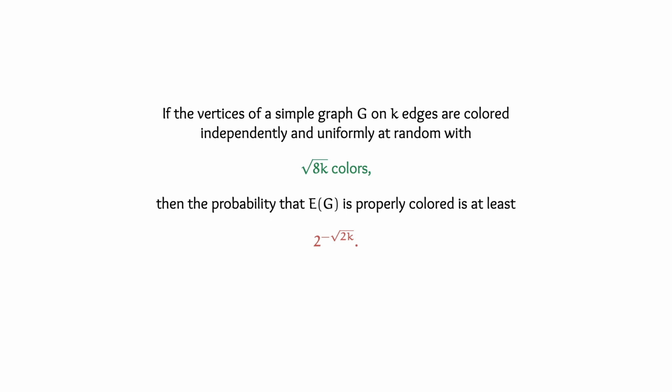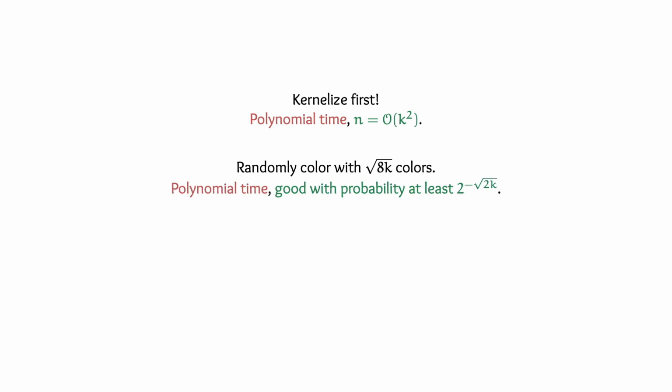So here is what the overall algorithm looks like. We're going to start with the kernelization, which is a completely deterministic process, and we'll see in a minute why this is useful. What this ensures is that the number of vertices is brought down to order k squared, and that's going to be our very first pre-processing step. After this, we are going to randomly color the vertices of the graph with root 8k colors. This is, again, a step that only takes a polynomial amount of time and is something that gives us a good coloring with probability at least 1 over 2 to the root 2k.